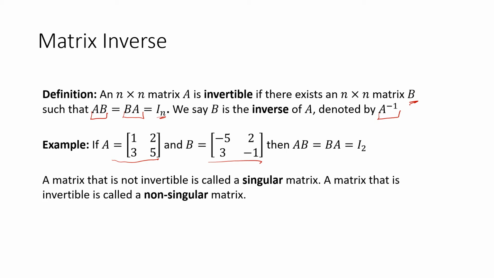That is an inverse. An alternate note: sometimes if you have a non-invertible matrix, it's called a singular matrix. And if it's invertible, sometimes it's called non-singular. I'm going to tend to use invertible and non-invertible terminology, but singular and non-singular also are used to mean non-invertible and invertible respectively.